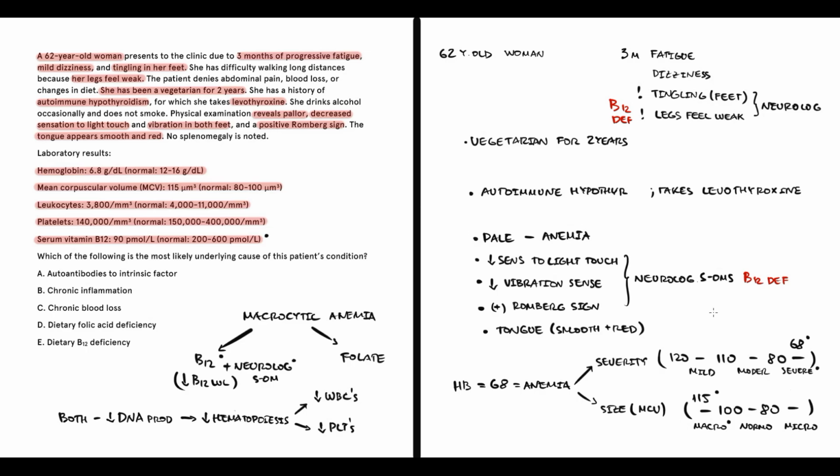The question is, what is the cause of her B12 deficiency? Is this diet or not? And to solve this test, we have to look at the time frame. She was vegetarian for only 2 years, and we know that we have B12 reserves for 3 to 5 years. So 2 years is too early for B12 deficiency to develop due to dietary deficiency.